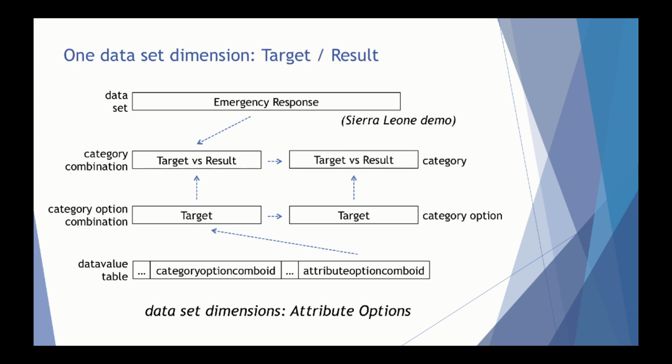So then if you have a single data set dimension, for example, the data set emergency response in the Sierra Leone demo has a category combination of target versus result. And similarly to how we saw with the category option combo ID and the data element dimensions, if you just have one dimension, the category combination is typically named the same as the category, and the combination of category options is typically named the same as the category option, since there's only one dimension you're trying to model.